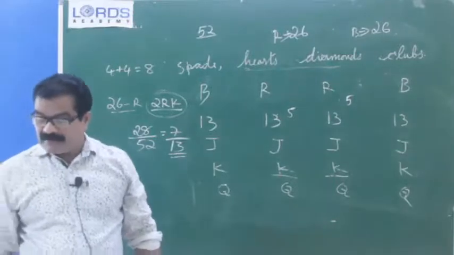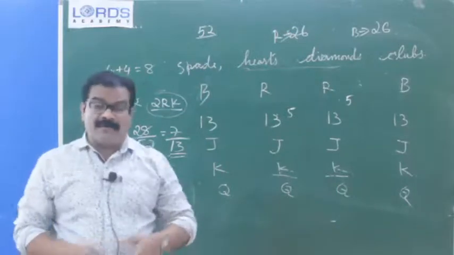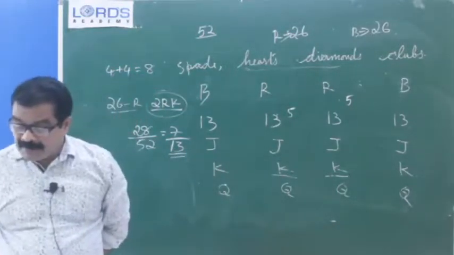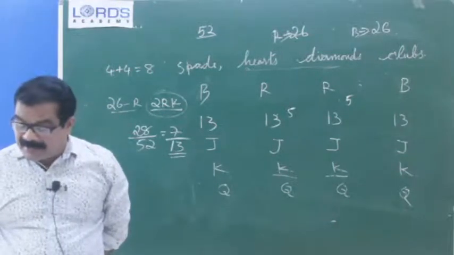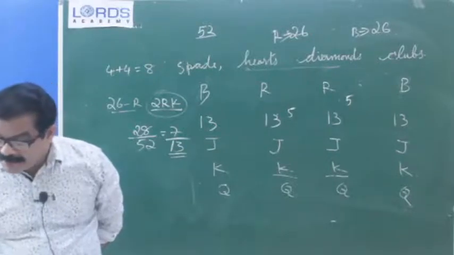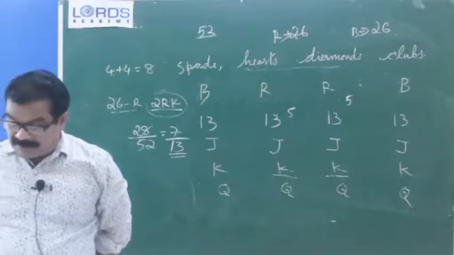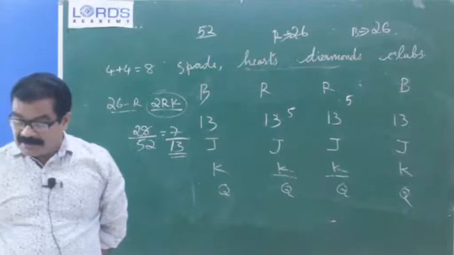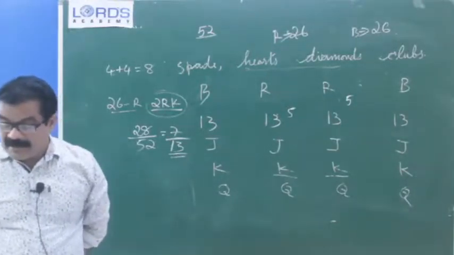Okay. Then we can proceed to the next question. 8 and 9 are over. Next one. Question number 10. A bag contains 16 colored balls. 6 are green, 7 are red, and 3 are white.